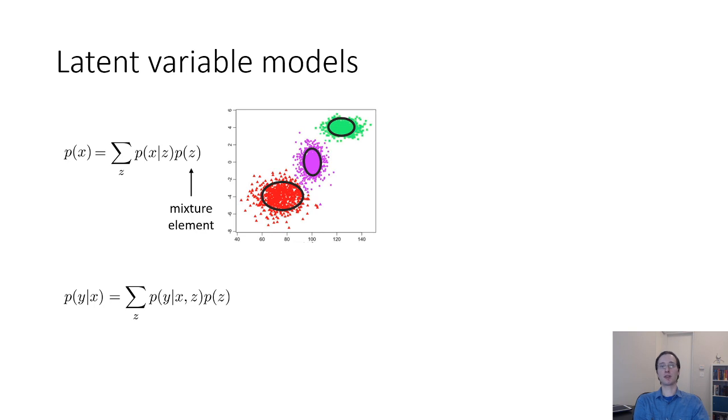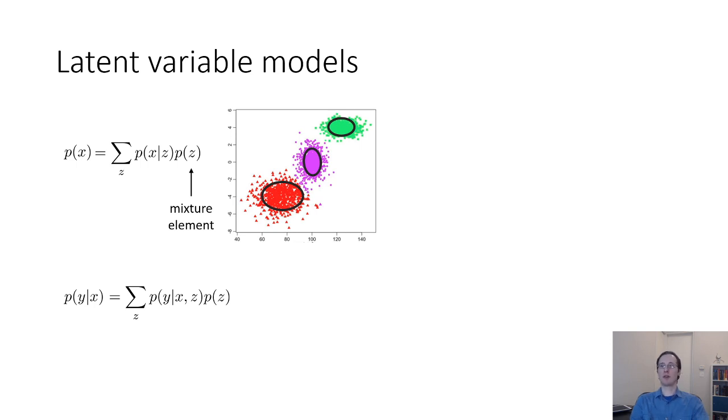We could do the same exact thing for conditional models. We could say that p of y given x is given by a sum over our latent variable z of p of y given x comma z times p of z. Now there are other ways to create this decomposition. You could, for example, say that p of z also depends on x, so you could have p of y given x comma z times p of z given x. You could even have the conditional over y not depend on x, so you could have p of y given z times p of z given x. Those are all valid decompositions, and that's a design choice that you make.